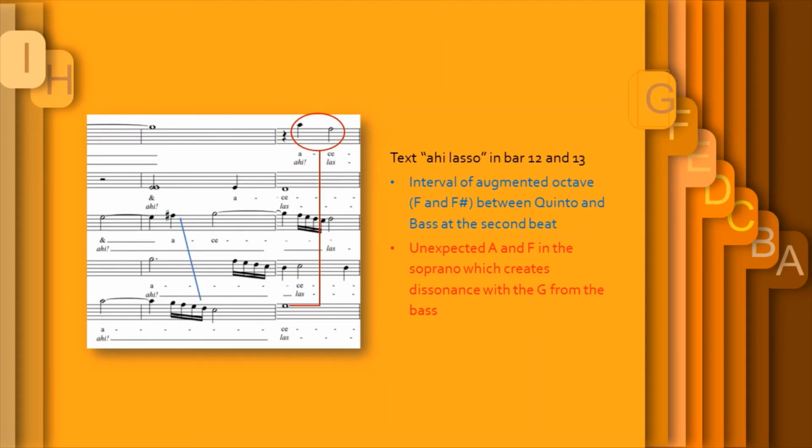Next, the text "Ai Lasso" in bars 12 and 13. The note indicated in blue is in the second beat of the 12th bar. There is an interval of augmented octave between the quinto and the bass, which is an F sharp and an F. In bar 13, there is an unexpected A and F in the soprano, which creates dissonance with the G from the bass. This is against the rules of the first practice because the dissonance did not come in the form of passing tone or suspension.